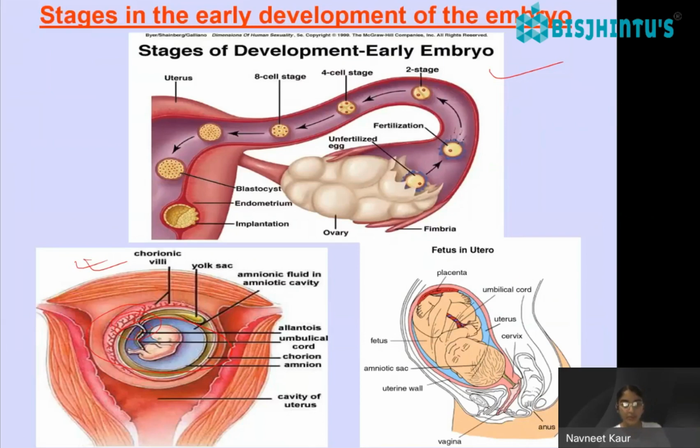And if we come to this labeling, you need not remember it. This labeling is for higher classes. You just need to remember the structure of the placenta. So, fetus in utero, here you just need to remember this placenta. How the placenta is connected, and then is the uterus. This is the uterus, the cervix which we also studied in the female reproductive part, and this is the uterine wall. This is all you need to remember. You can also think of this umbilical cord. Other parts are not for your class, so you can skip these parts.